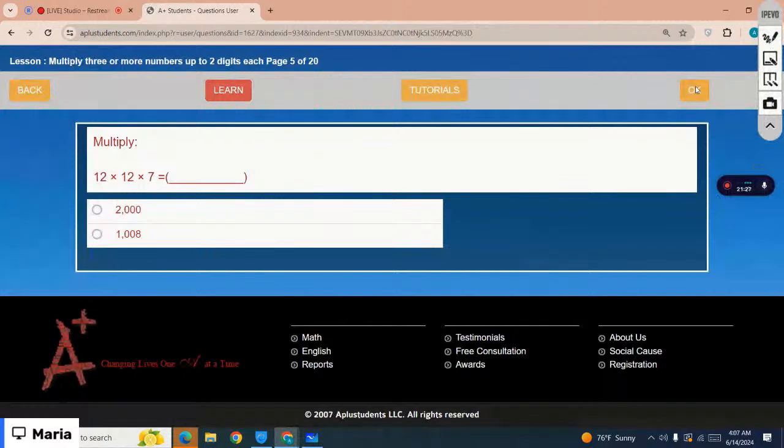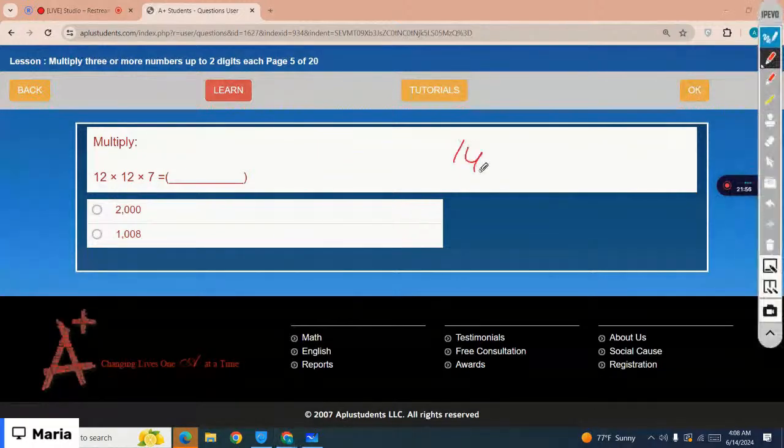12 times 12 times 7, which is the correct option? The correct option is, 12 times 12 is 144, right? Let's just do 144 times 7. Option number 2 is the correct option. Got it? The correct option is option number 2, that is 1008.